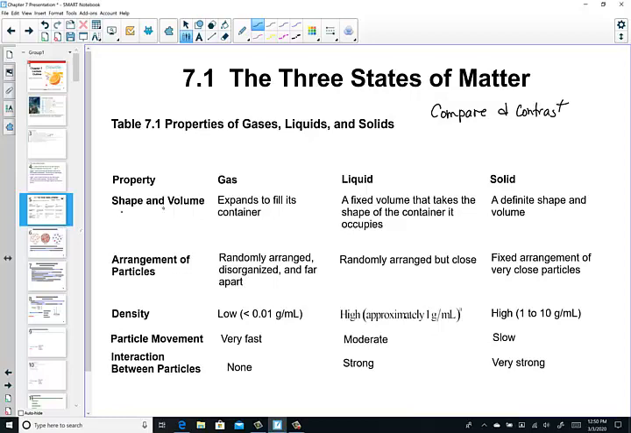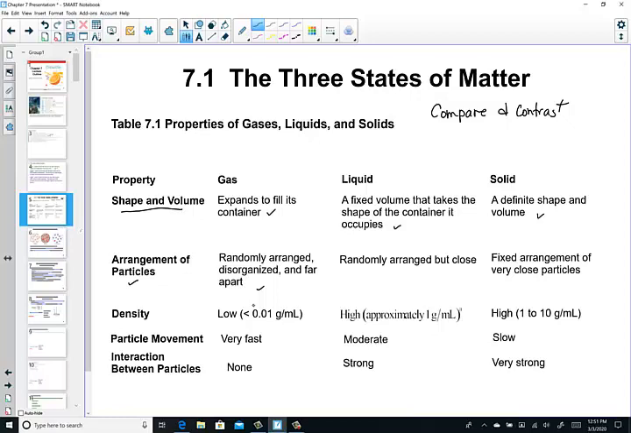For example, what about the shape and volume? Well, we know gases expand to fill the entire container, whereas a liquid has a fixed volume, but it will take the shape of whatever container you put it in, and a solid has a very definite shape and volume. When we think about the arrangement of particles at the molecular level, gases are very random, very disorganized, chaotic, in constant, rapid motion. So they're not very close at all. As a matter of fact, we say gases are mostly empty space.